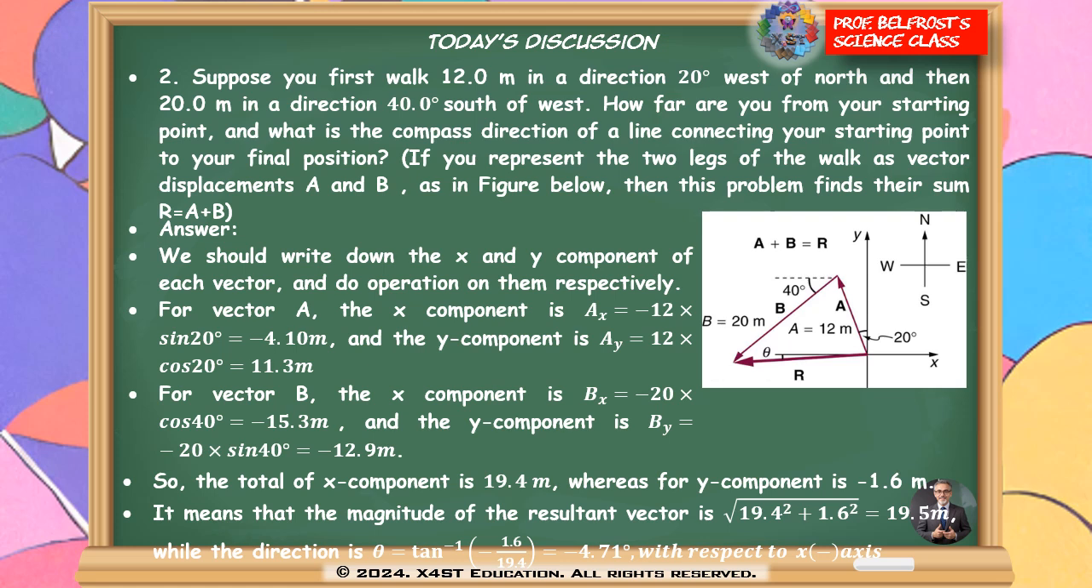and then the magnitude of the resultant vector is about 19.5 meters, where the direction is about minus 4.71 degrees with respect to the x axis.